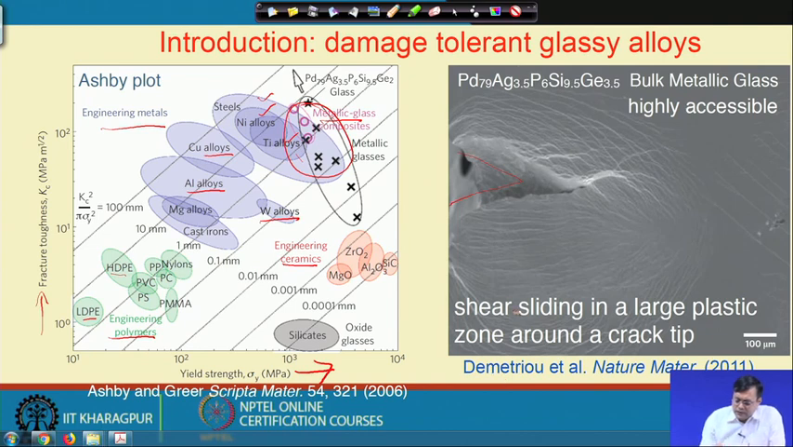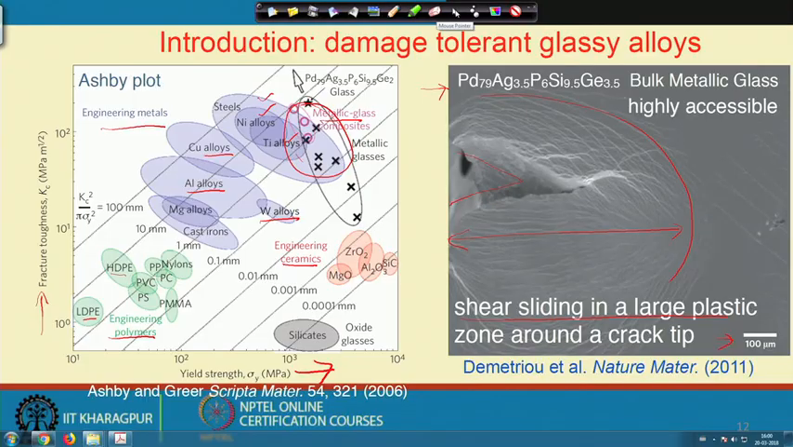One can see here, this is also from recent literature from Dimitriou. We can see a shear sliding event in front of a large plastic zone around a crack tip. So, the length scale is almost like a millimeter scale. So, the process zone size of, let us say, such an example of a palladium based glass is very, very high. So, it basically says that a large number of these advanced high strength alloys could be used, which is also under use and also will be used in future.